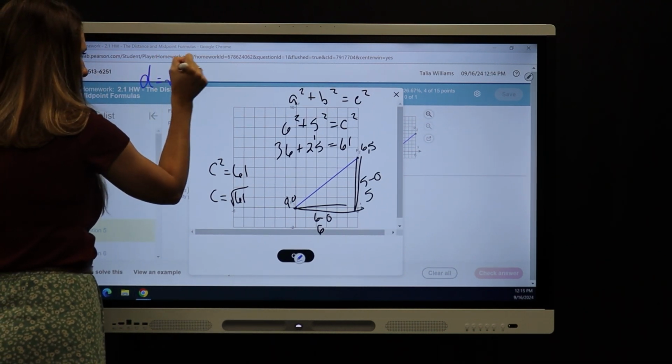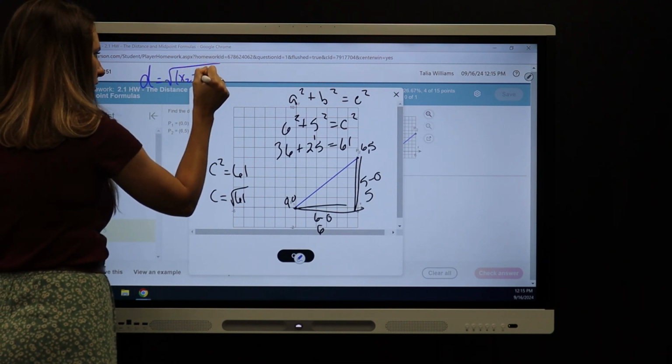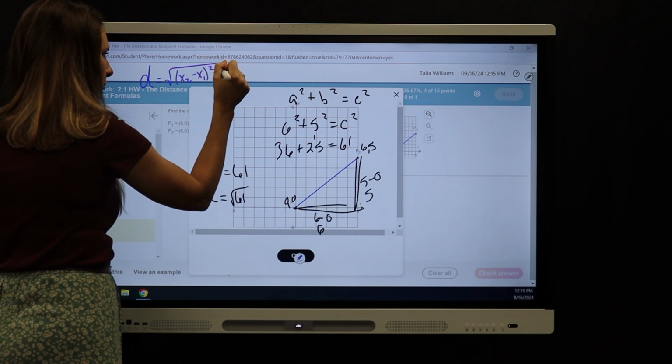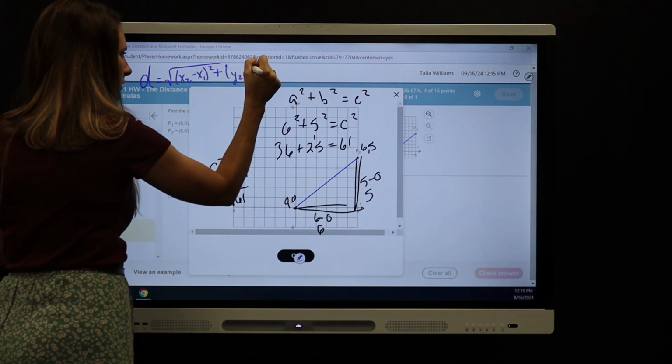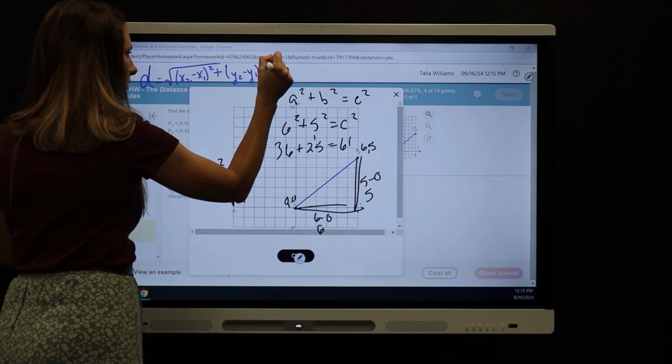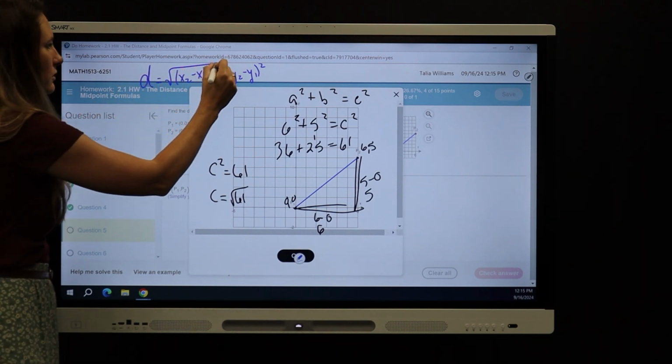Distance equals the square root, plus, and all that's under that square root.